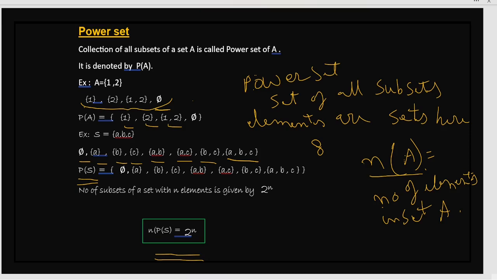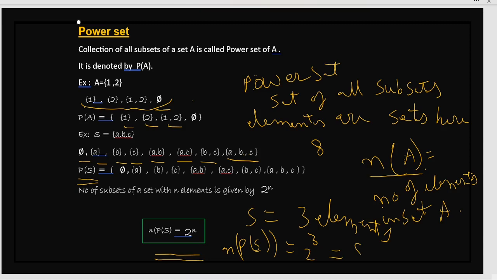You can say the number of elements in the set is 3, right? From this formula we can calculate the power set. Number of elements in the power set is equal to 2 raised to 3. That is, 2 raised to 3 is 8. You can count them. This is the formula to get the number of subsets available in the power set.